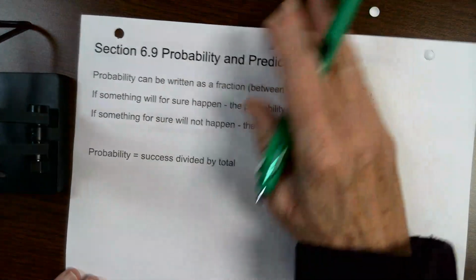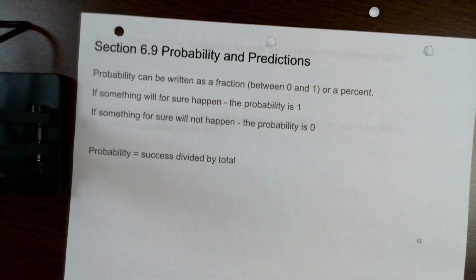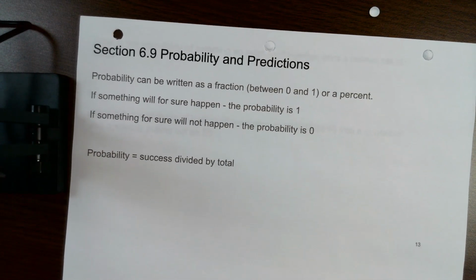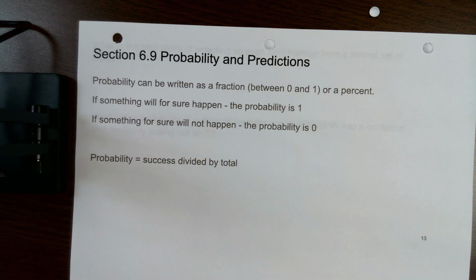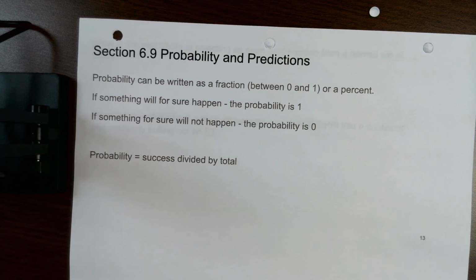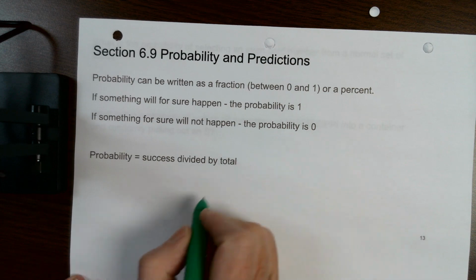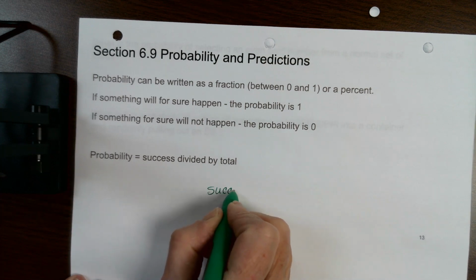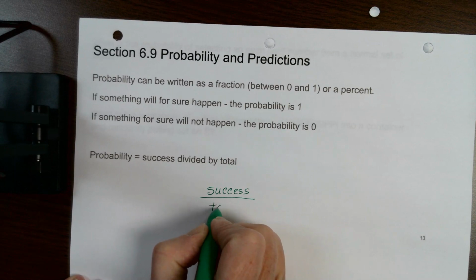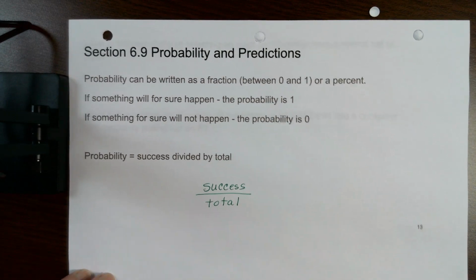Section 6.9 has to do with probability. Probability can be written as a fraction between 0 and 1 or as a percent. If something will for sure happen, the probability is 1. So in other words, if it's raining and I say, what's the probability of rain? The answer would be 1. If something for sure will not happen, the probability is 0. So the probability of a purple dotted elephant walking through the math door is 0. Probability is equal to success divided by total.